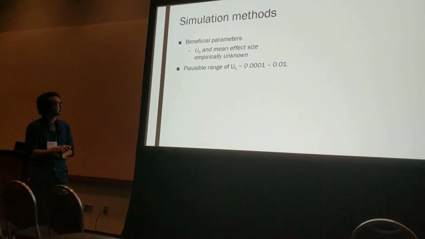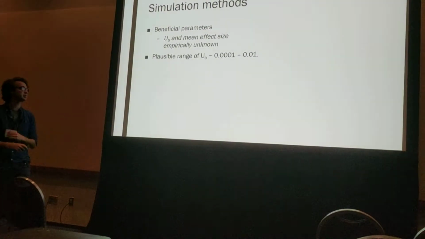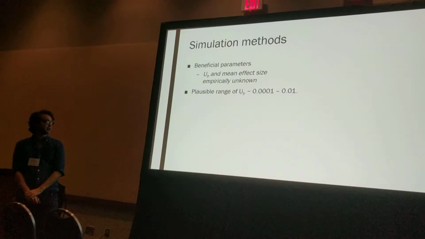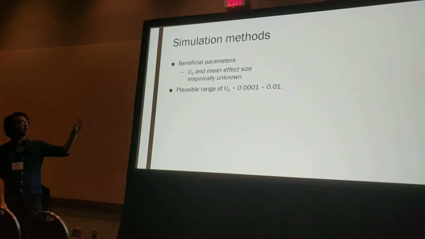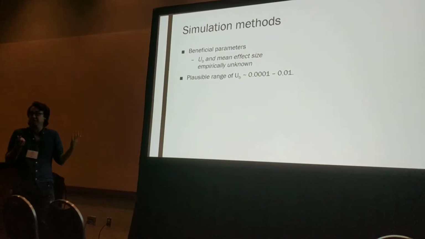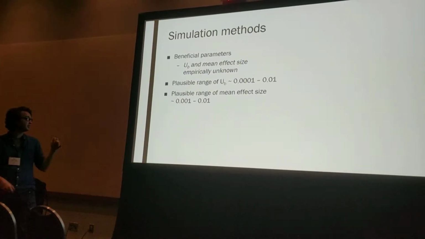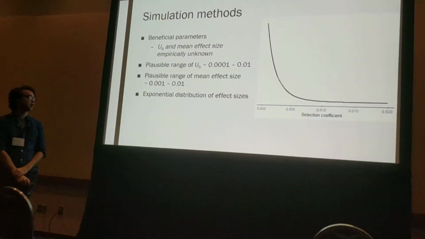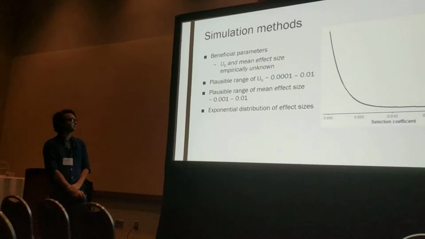So just for comparison here, I'm going to say, for no particular reason, that the plausible range for genome-wide beneficial mutation rate is something like 0.0001 to 0.01. So that's about 200 to 20,000 times smaller than the genome-wide deleterious mutation rate, plausibly. Plausible range of mean effect sizes, something like 1% to 0.1%. And I'm using an exponential distribution of fitness effects here, so it'll look something like this, same sort of shape.